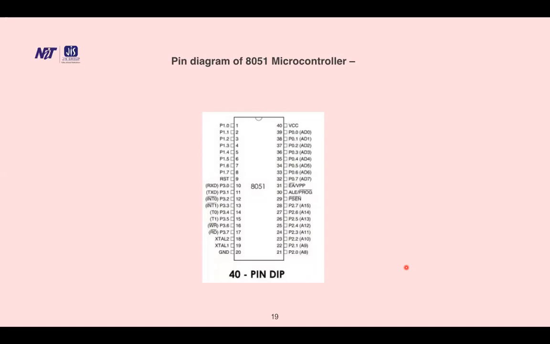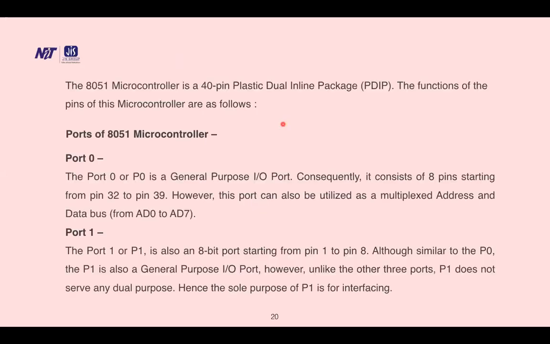So this is the pin diagram of the 8051 microcontroller. There are a total of 40 pins and the structure looks like this. The pin configuration is 1, 2, 3, 4 up to 20, and from here it is 21 to 40. The 8051 microcontroller is a 40-pin plastic dual in-line package, PDIP. The functions of the pins of the microcontroller are as follows.